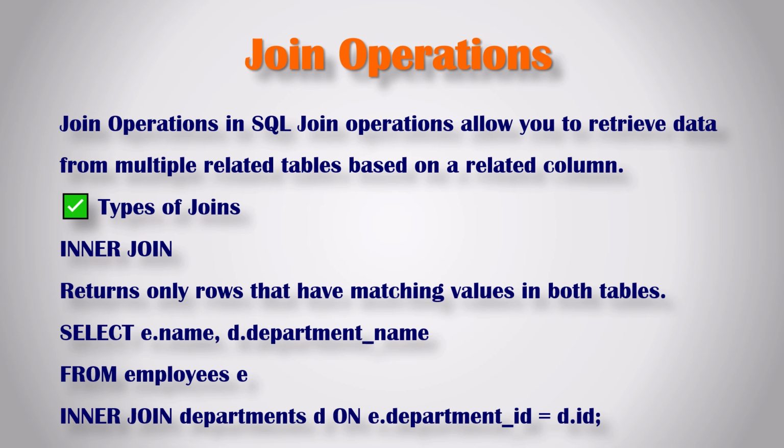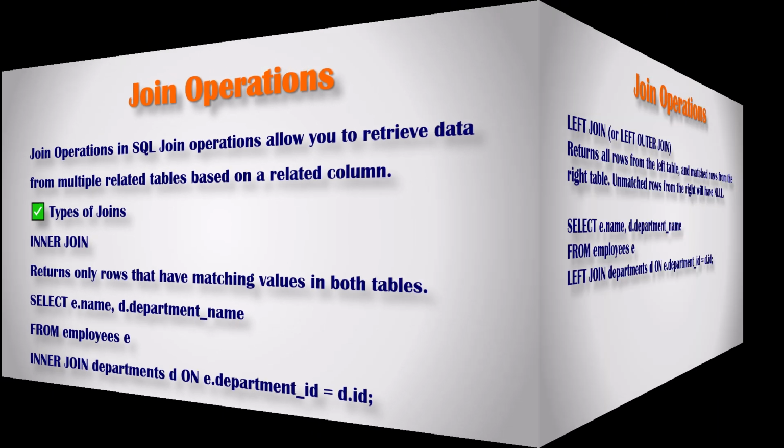SELECT e.name, d.department_name FROM employees e INNER JOIN departments d ON e.department_id = d.id.